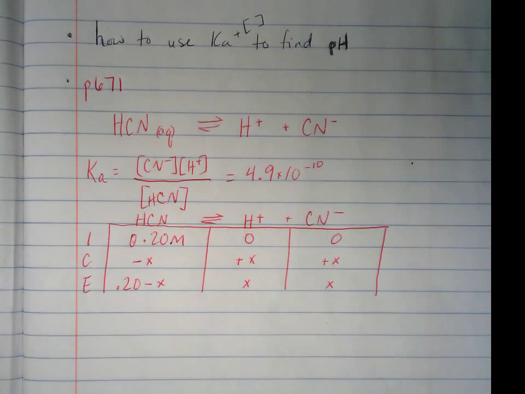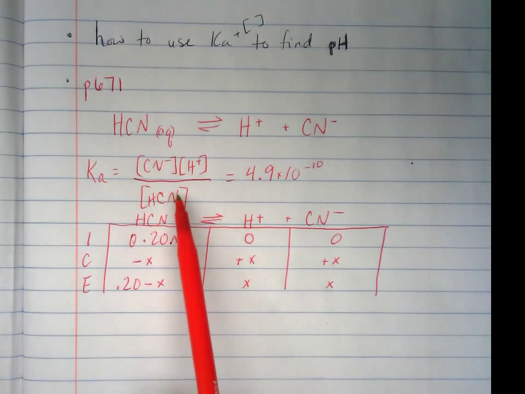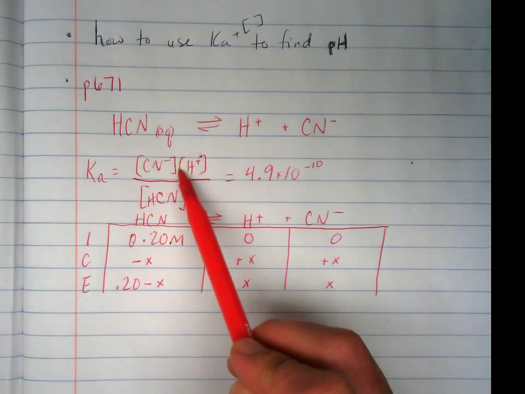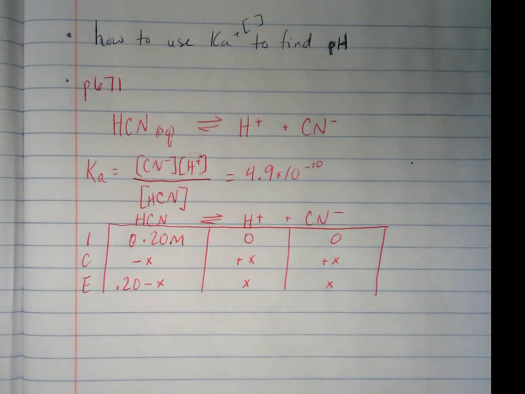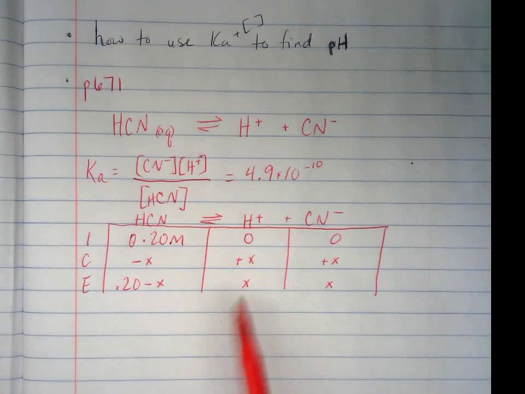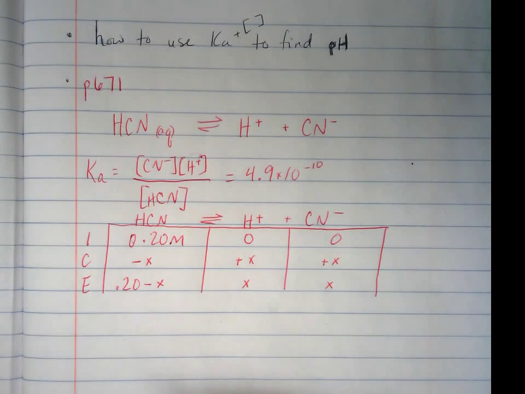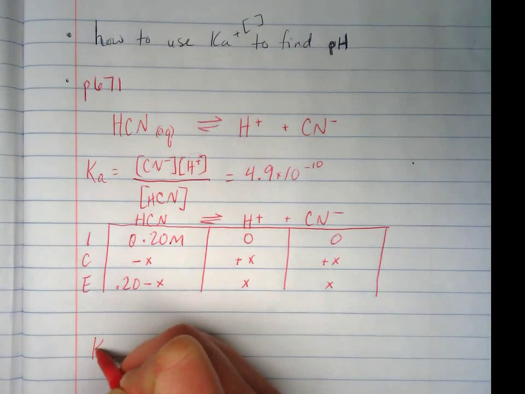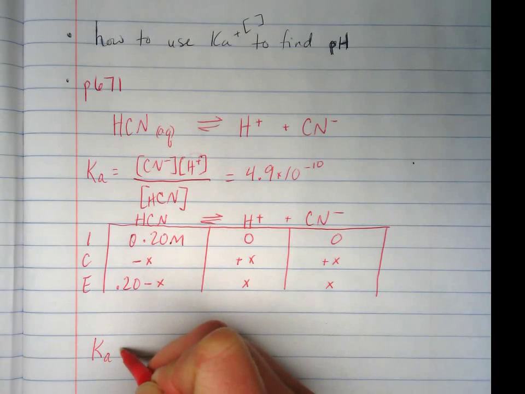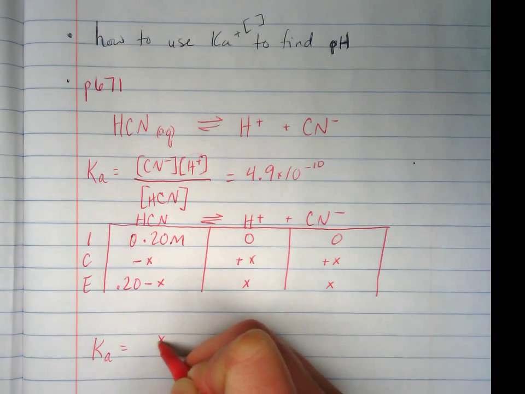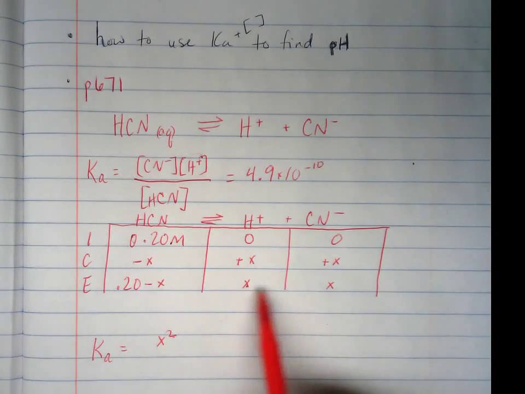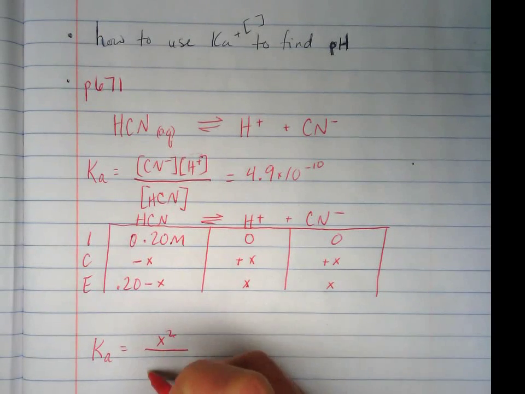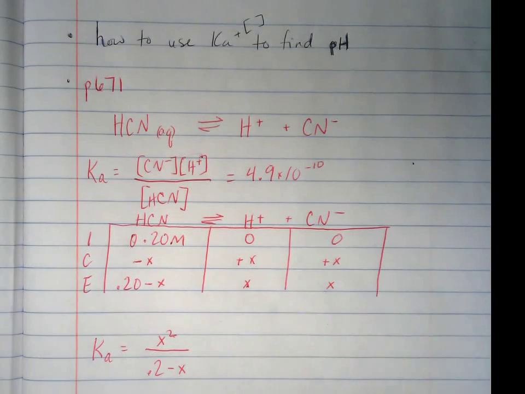Okay. So now in order to get to the pH, we need to solve for the concentration of H plus, right? And then we can solve for our pH. So all we need to do is solve for x in this case. So we're going to plug everything into the Ka equation. So we're going to have x squared, right, on top, over 0.2 minus x.